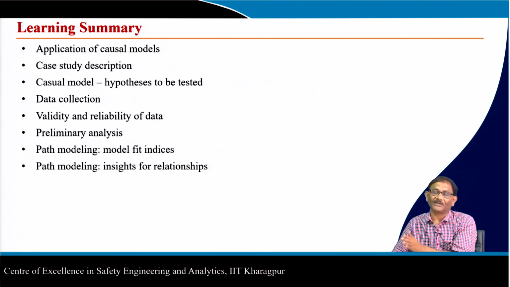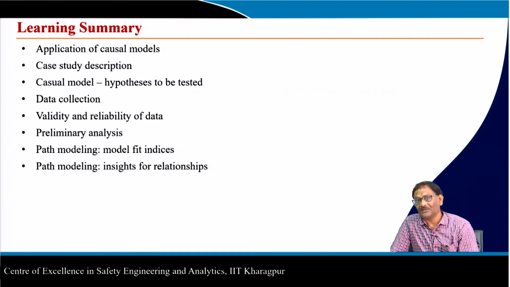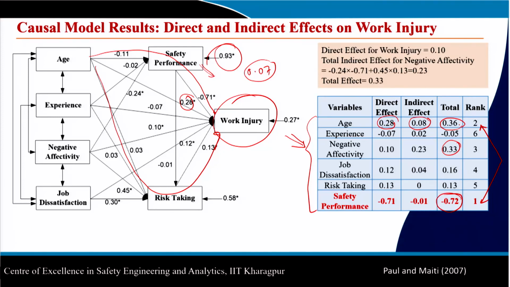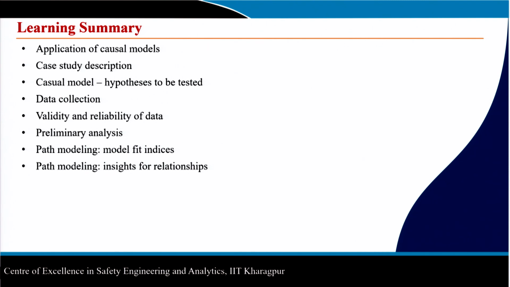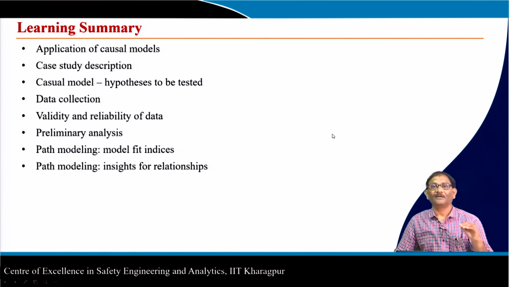Based on this finding, the next level of work is required: if I want to improve risk taking, what are the variables? We found job dissatisfaction is one of the important parts. Risk taking, negative activity, other important factors. So you have to concentrate on those variables, improve them, and obviously you will get good results. This lecture and the previous lecture basically complete the path model as a causal model from the safety performance evaluation point of view.